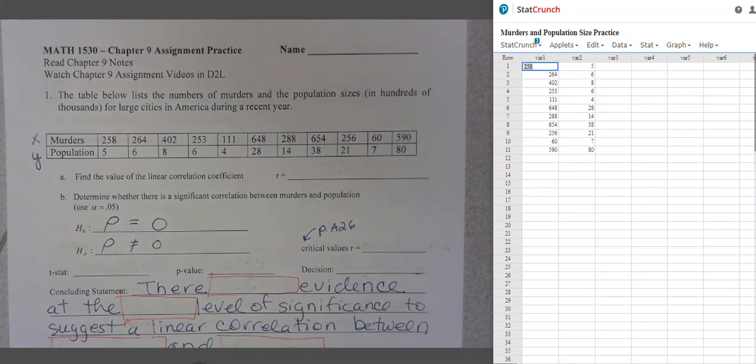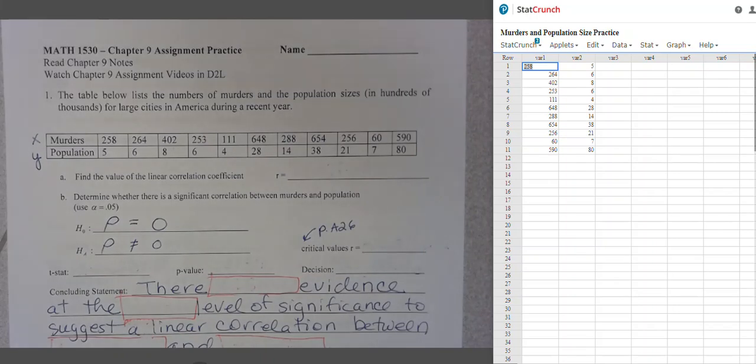Now that would be positive correlation because those values are both going in the same direction. As one goes up, the other goes up. That's positive correlation. Now we also have negative correlation, and that's when things are going in the opposite direction.